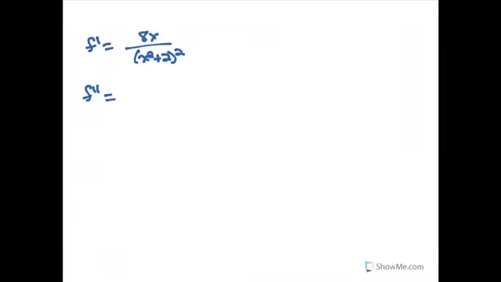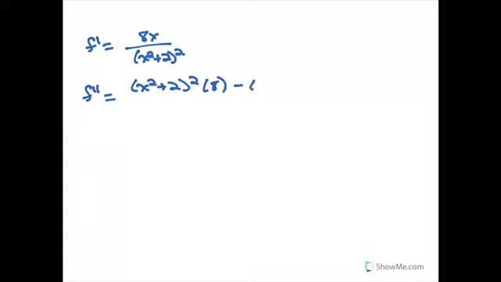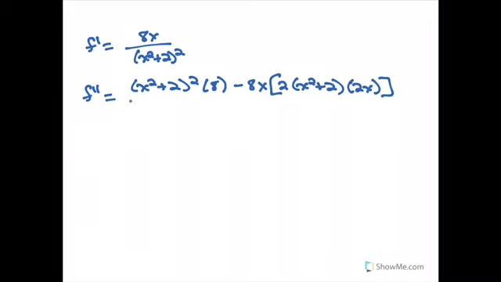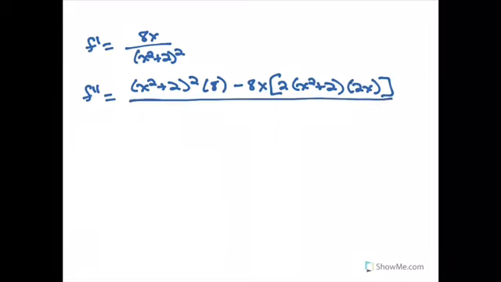So my second derivative is low, d high would be 8, minus high, d low is a chain rule. 2 comes out front. I get (x squared plus 2) to the 1 times the derivative of the inside, which would be 2x. All over low squared, and so I have (x squared plus 2) squared. When I square that, I'm going to get it to the 4th.